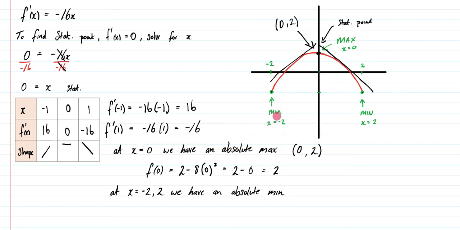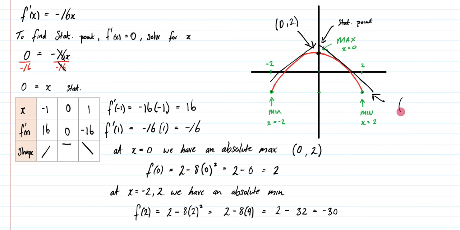And again, if you wanted to find what the y values are for this, you would have to go f of 2, then it would be 2 minus 8 times 2 squared, which is equal to 2 minus 8 times 4, which is equal to 2 minus 32. So it's going to be equal to -30. So that means this point right here is (2, -30).